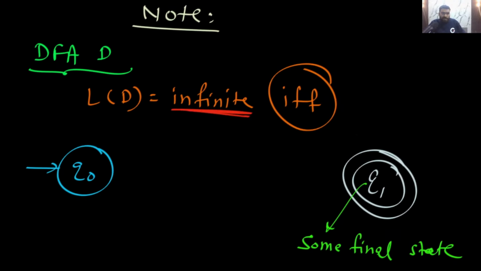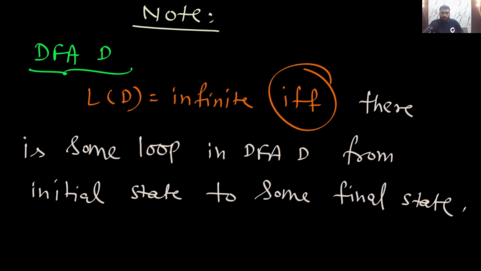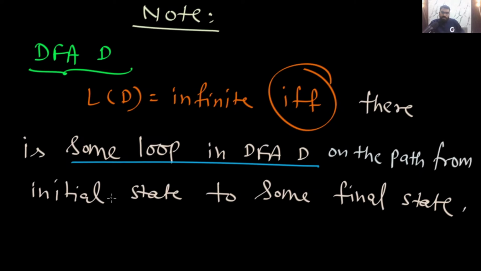The language will be infinite if and only if there is some loop from the initial state to some final state. On the way, there is some loop. Is this clear? So this is what I'm saying: the language of a DFA will be infinite if and only if there is some loop in the DFA on the path from the initial state to some final state.